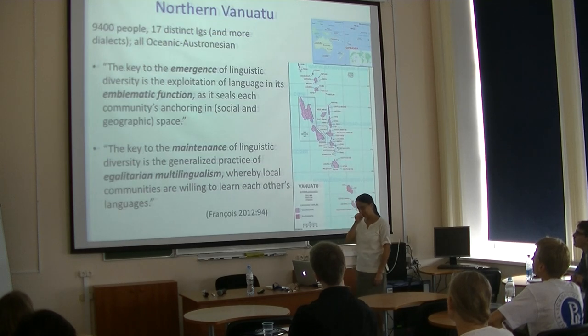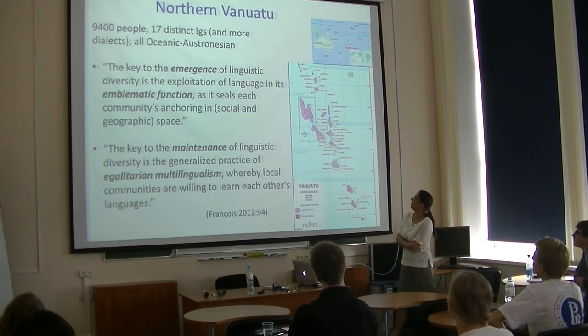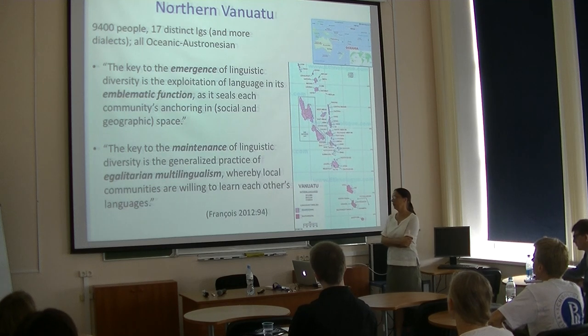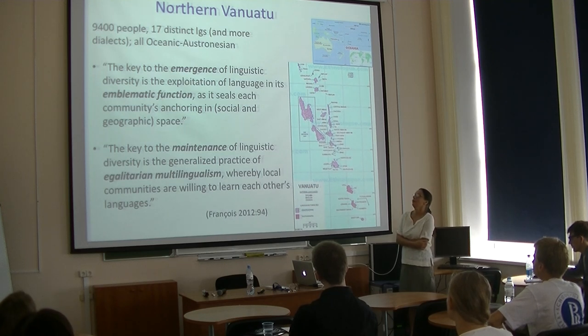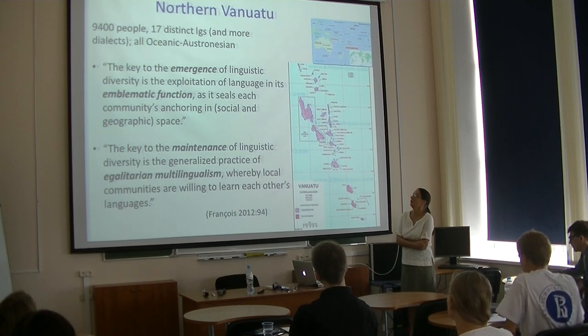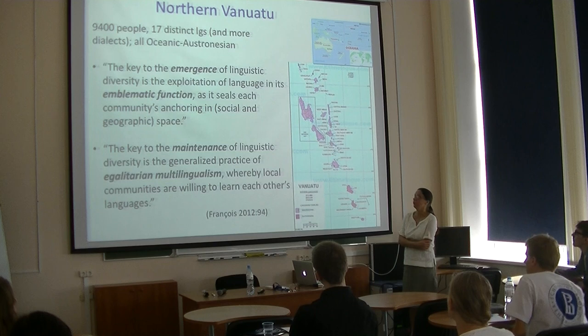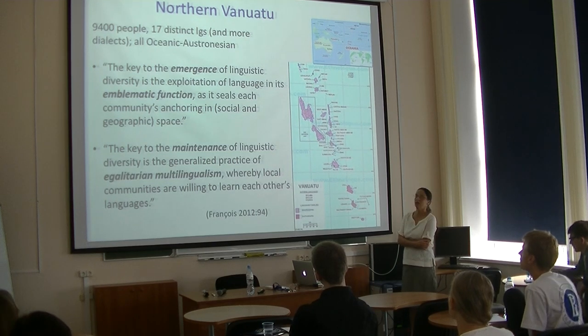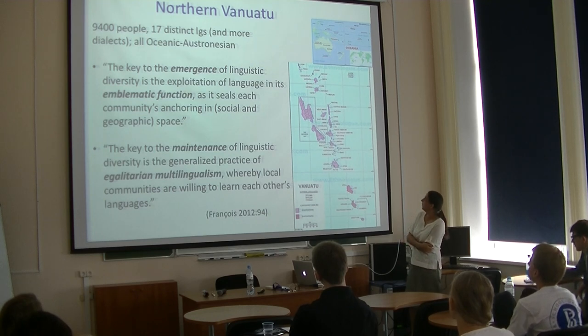Okay, let's look at Northern Vanuatu. So here's another example of a really multilingual region. This is drawing primarily on Alex François's work, where he points out that in this area you've got fewer than 10,000 people, but 17 distinct languages, but all of them, or most of them, quite closely related. So Oceanic, Austronesian. He does talk a little bit about a couple of Papuan languages in there as well, but maybe outside of this immediate area.